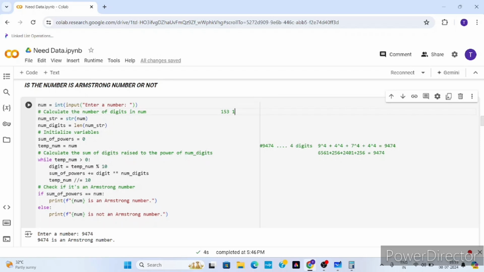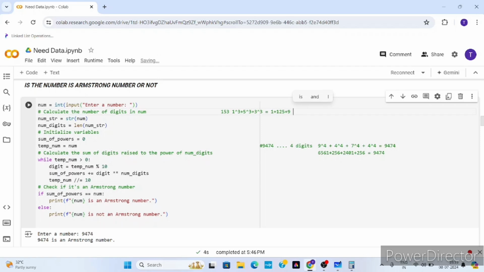There are 3 digits, so 1 power 3 plus 5 power 3 plus 3 power 3. So what will be the output? 1 power 3 is equal to 1. 5 power 3, 5 cube: 5 5s are 25, 25 5s are 125, plus 3 3s are 9.